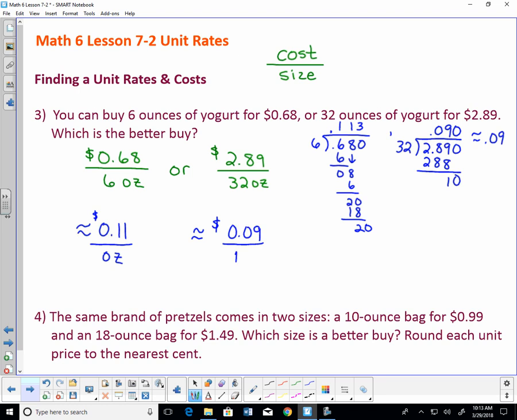So if you want to make sure that you're getting mom the best deal, you're going to tell her to buy the 32 ounce size because it's cheaper per ounce by 2 cents per ounce. So which is the better buy? The 32 ounce size.